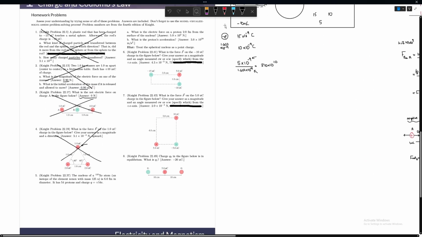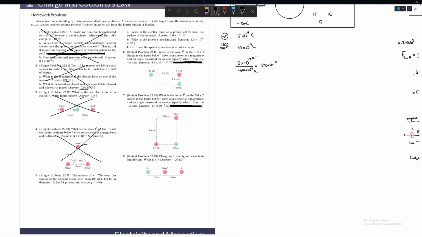Okay, next problem. Hint: treat the spherical nucleus as a point charge. Yeah, so that's for the force, but it's not a point charge. You're supposed to use it from the center. That's why I'm like, huh? But if you guys don't get a similar answer, then I guess use it as a point charge and don't account for the diameter.